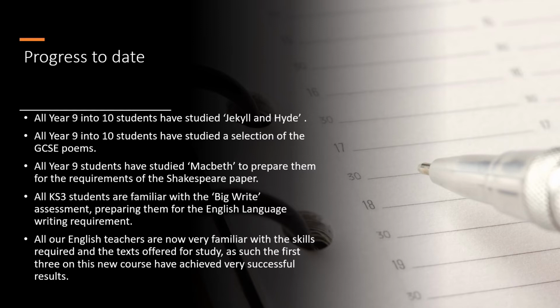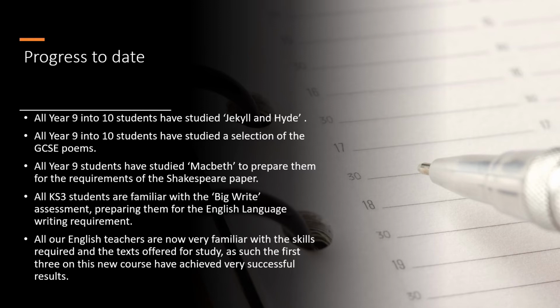All students in Year 9 into 10 have studied a selection of the GCSE poems from the anthology referred to on the previous slide. So they are familiar with some of the themes and some of the issues which those poems cover. We've also prepared students to answer a question on Shakespeare, because throughout Key Stage 3, students have studied 2 Shakespeare texts, A Midsummer Night's Dream in Year 7 and Macbeth in Year 9.